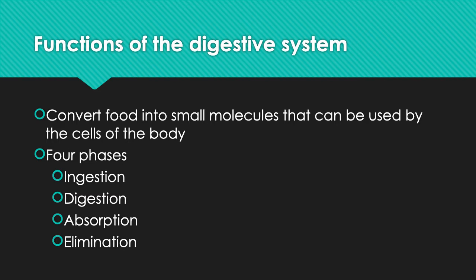And there are 4 phases to the digestive system: ingestion, digestion, absorption, and elimination. You don't need to write those down right now because we're going to talk about each one in a little bit more depth in the coming slides.